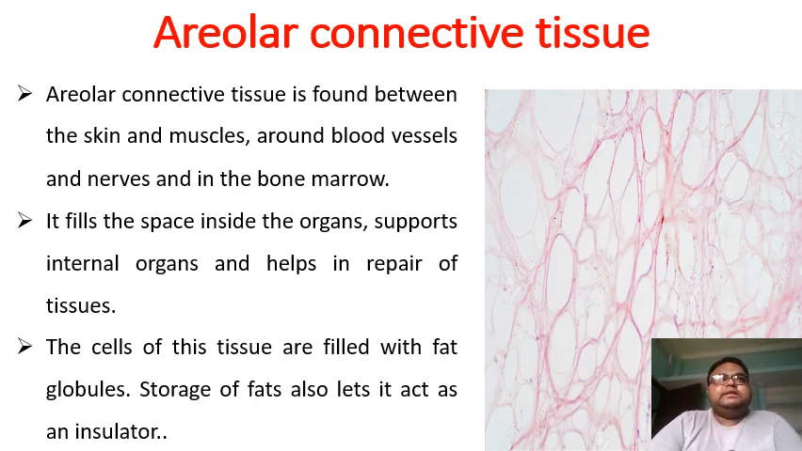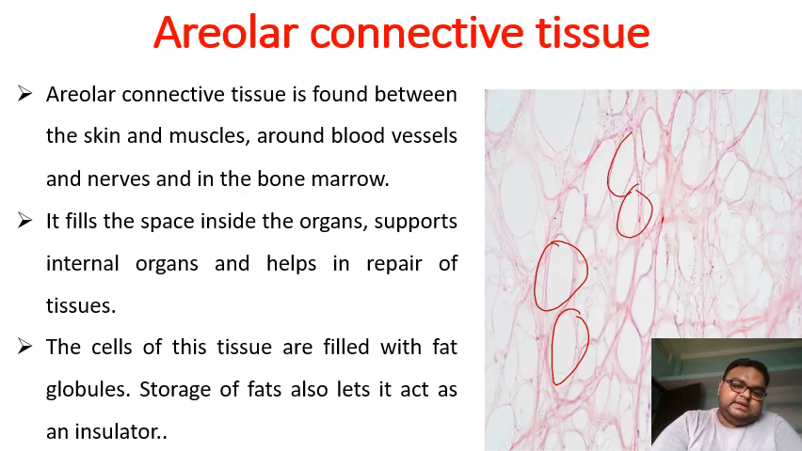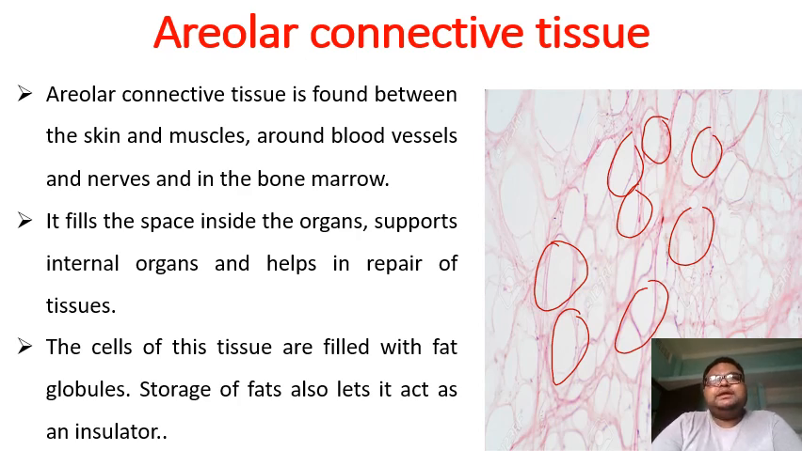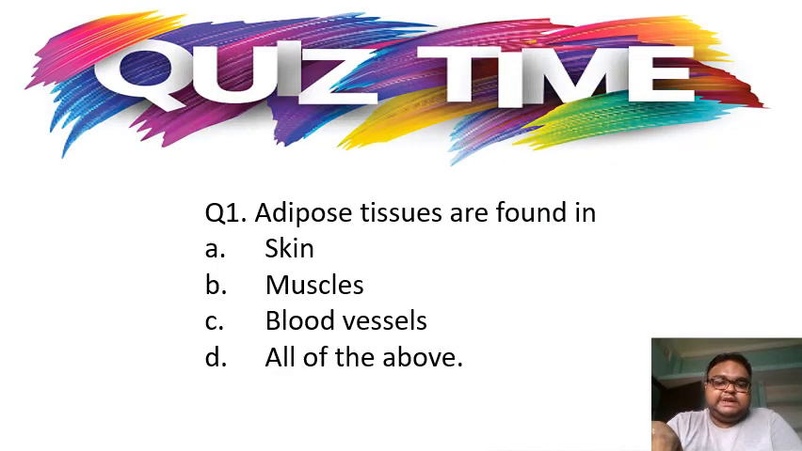Now, when we look at the areolar connective tissue, the cells of this tissue are filled with fat globules. You can see in this picture, these are fat globules. Fat is deposited in these globules. So when it is storing fat, what will it do? It will serve as an insulator. Okay, students, is it clear? Shall we proceed ahead?